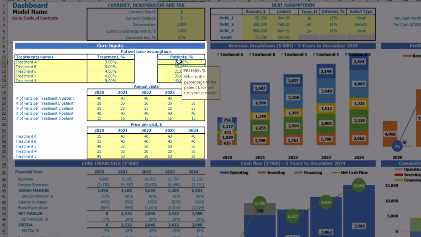Another assumption will be patients percentage. This means what is the percentage of patients that will use your services. In other words, services which your business provides.